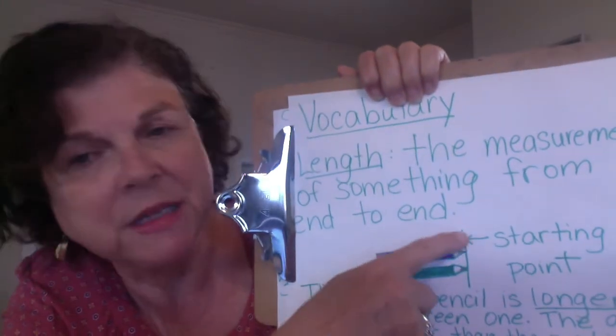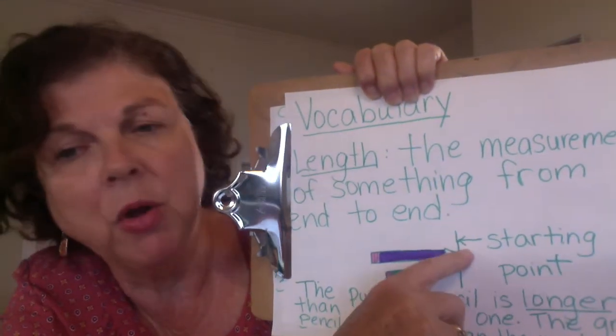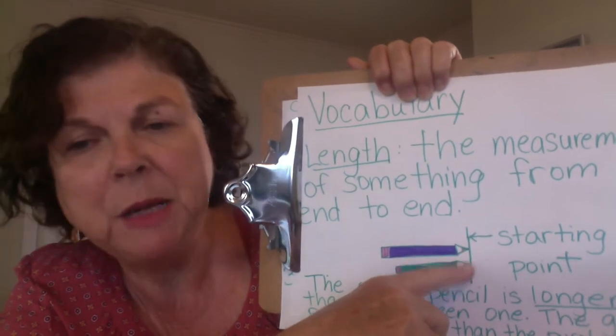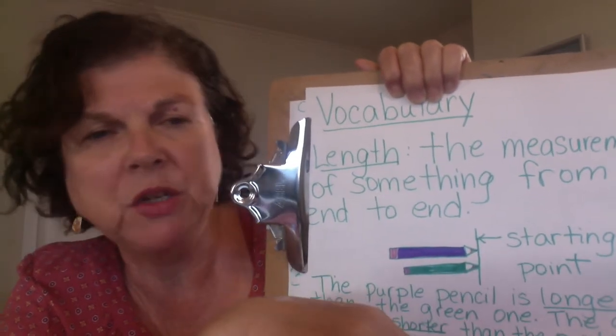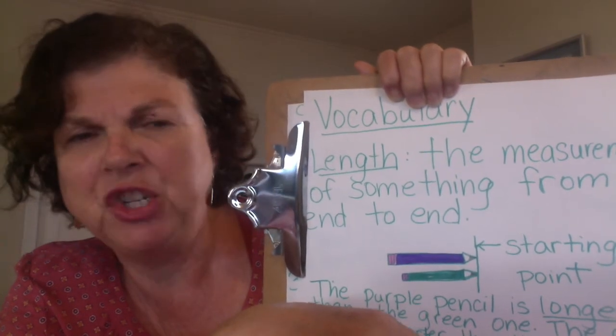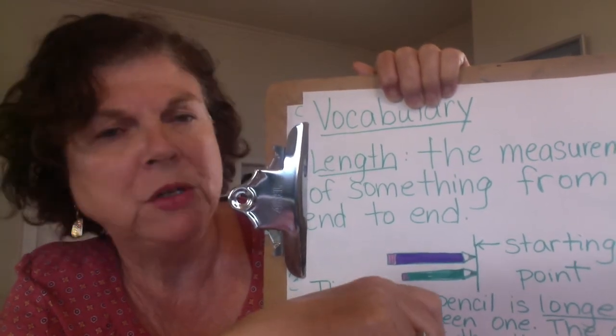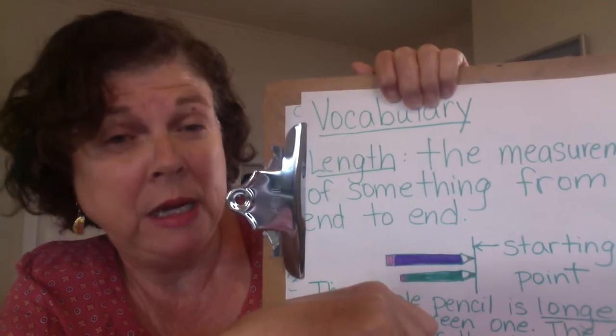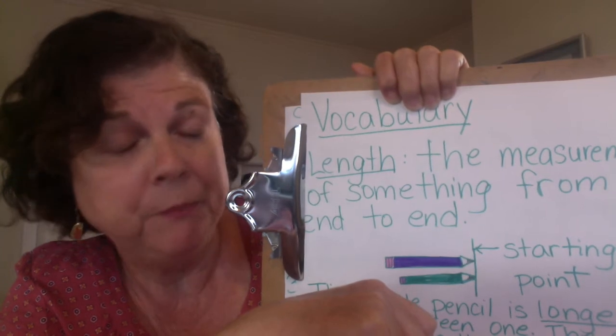Look, I have this line here and I have an arrow and it says the starting point. So I put the tips of the pencils right next to each other next to that line. If I didn't do that, that would be kind of like cheating. I wouldn't really know how to measure it accurately. Accurately means to measure it correctly.